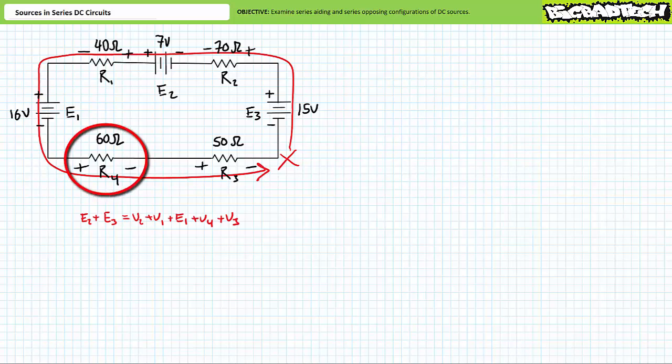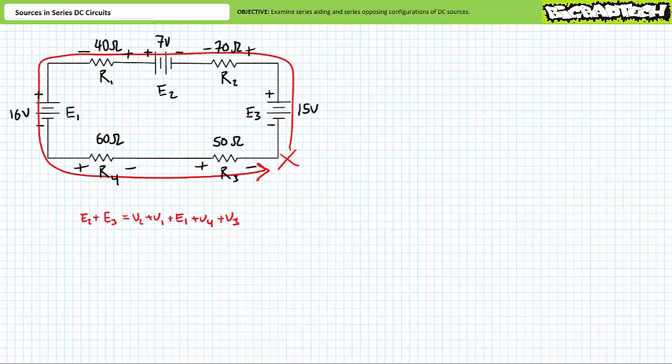We then travel through R4 in a positive and out a negative. This would be considered a voltage drop. Let's put this on the right-hand side of the equation where all the drops go. Finally, we travel through R3 in a positive and out a negative. This would be considered a voltage drop. Let's put this on the right-hand side of the equation where all the drops go. We're back where we started.